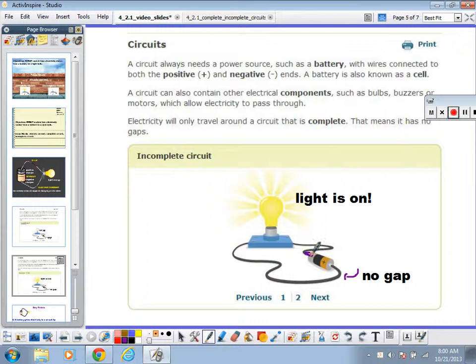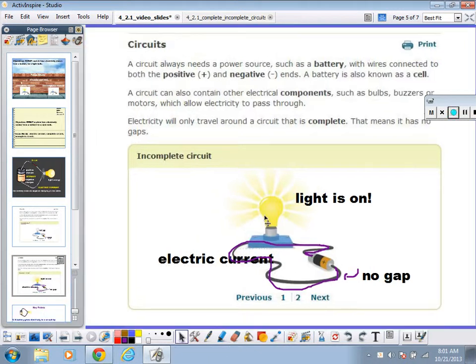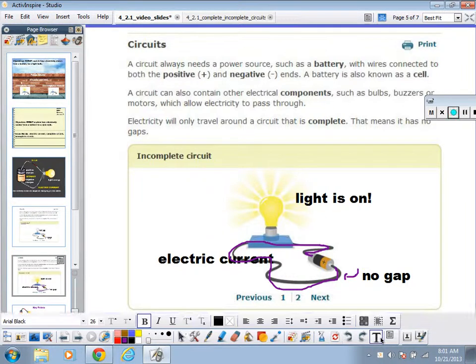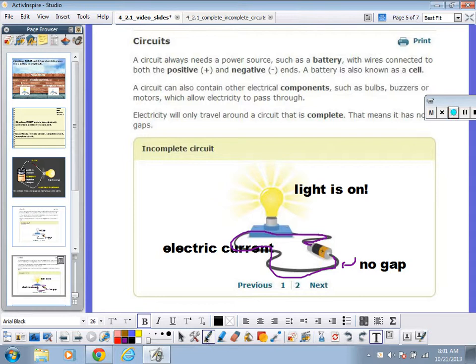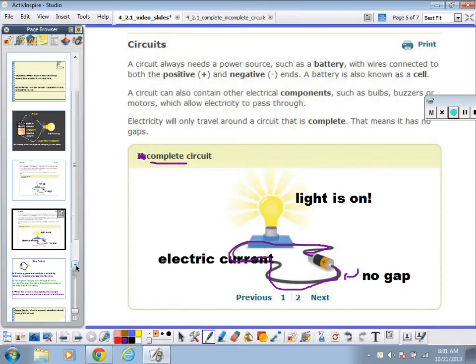So we have the negative charges going through here, coming all the way around because they're attracted. And remember, that's called electric current. So our electric current is moving around. And that's why our light bulb is on. This is not called an incomplete circuit. This is called a complete circuit. So let's get rid of that. This is a complete circuit.